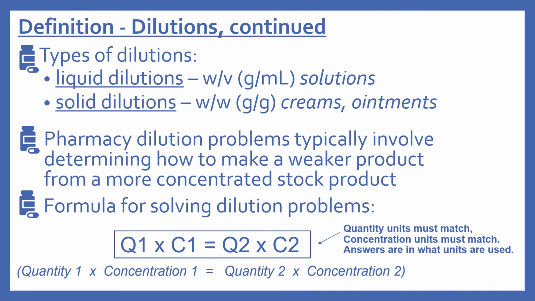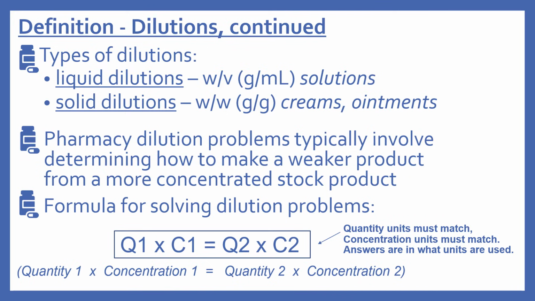And this is our formula for solving dilution problems. Q1 times C1 equals Q2 times C2. And you'll want to memorize this. Q1 is quantity 1, and we're going to multiply that by concentration 1, and that will equal quantity 2 times concentration 2. And when we know 3 out of the 4 variables, we'll be able to solve for the one that we need.